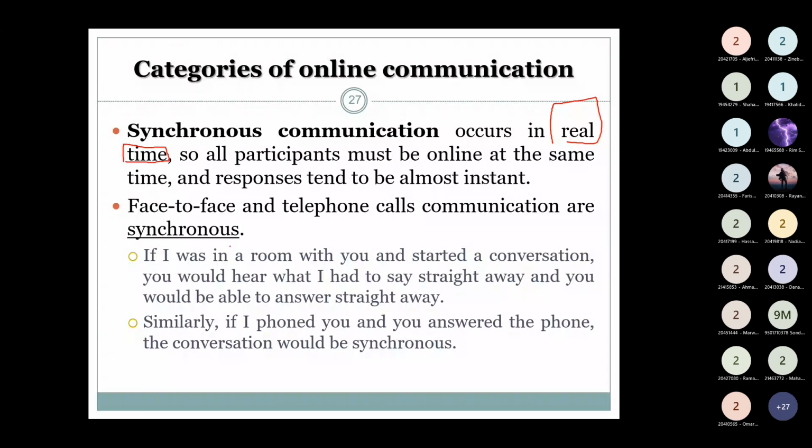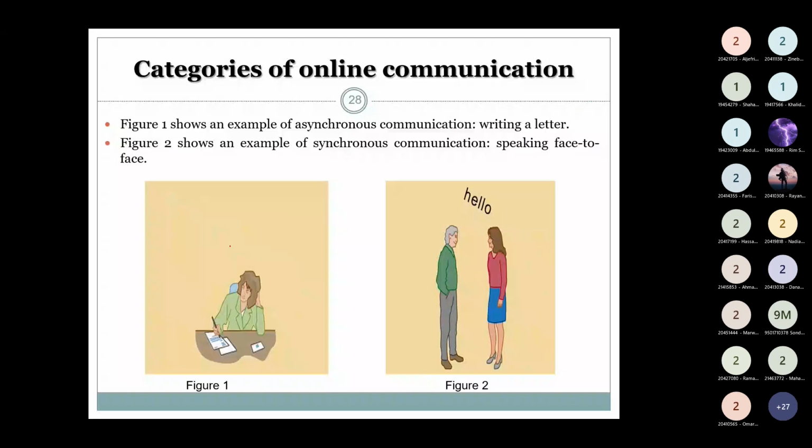So these are the categories of online communication. Figure 1 shows an example of asynchronous communication. Why? Because he will write the letter and the receiver will receive this letter after some time. But when you are speaking face to face, this is synchronous communication. You will listen and you will answer immediately. So this is an illustration of these online communication categories.